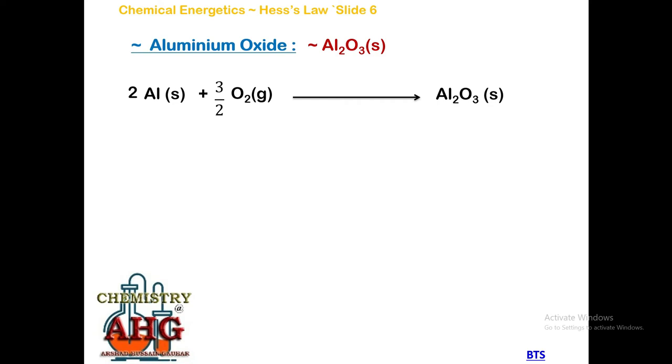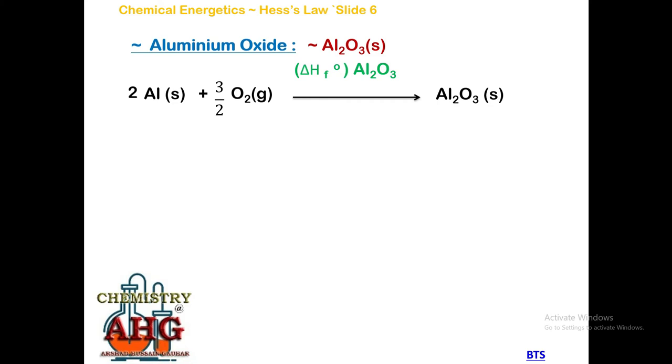Now you can see your equation is balanced. 2 moles of aluminum on both sides, 3 moles of oxygen atoms on both sides. Now this is a balanced equation. To change it into a thermochemical equation, you will label it. This is standard enthalpy change of formation.